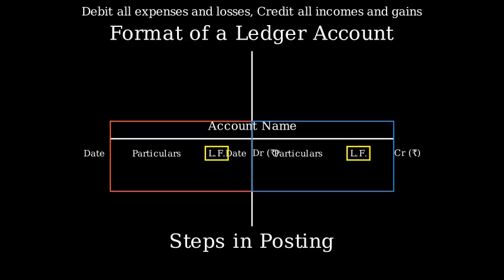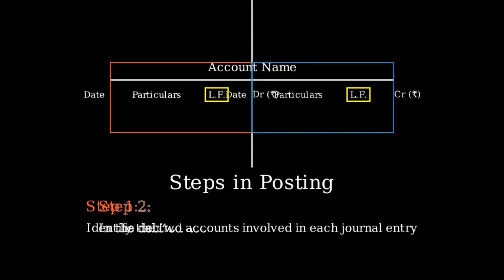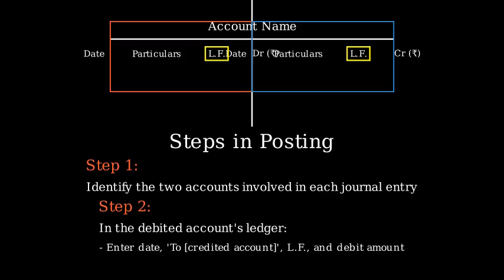Let's go through the steps involved in posting entries from the journal to the ledger. Step 1. From each journal entry, identify the two accounts involved. Step 2. In the ledger of the first account, which is debited, enter the date, particulars as "to," followed by the name of the credited account. Enter the journal page in the LF column and record the debit amount.